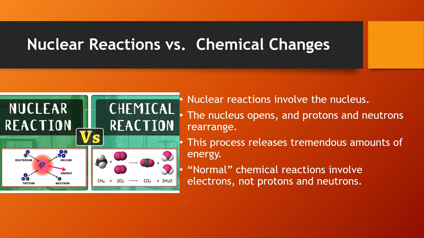A chemical reaction that we see typically in day-to-day life involves the electrons. Nuclear reactions have to deal with protons and neutrons. And the one thing that can be useful for us humans is that there's a tremendous amount of energy released at the same time with nuclear reactions.